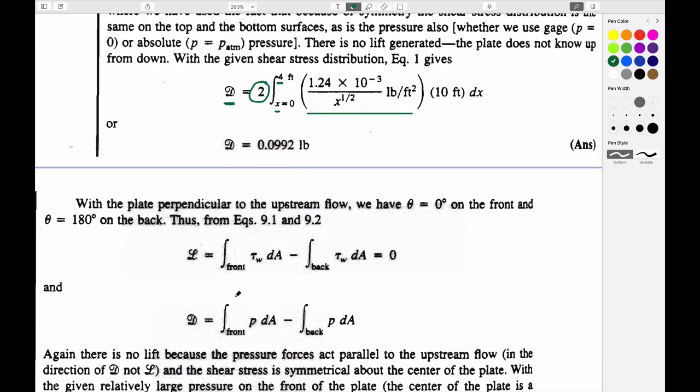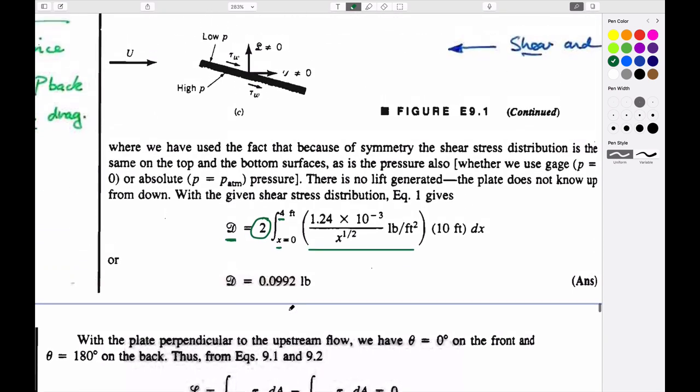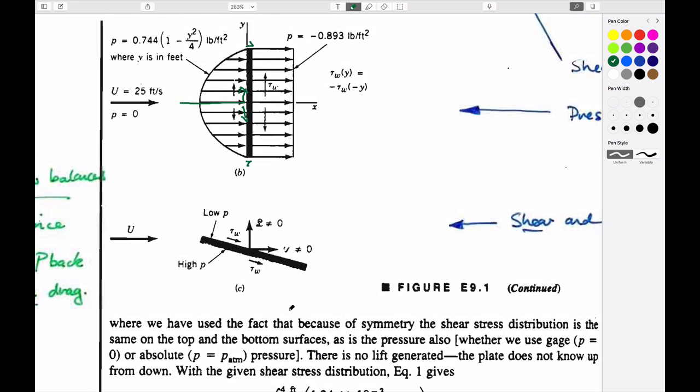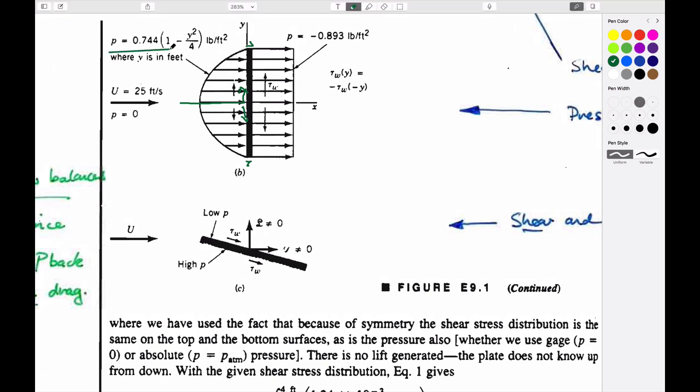If you look at the lift, as we said earlier, it has to be 0 because they're symmetric to each other. And if you look at the drag by putting it on its side here, then this is the magnitude of the pressure on the front. This is the magnitude of the pressure on the back. The integration is between, I guess this would be -2 and +2 in terms of the y coordinate. It's y squared, so it's going to be a symmetric distribution, this is just the equation of this, and this is just a constant over the back.